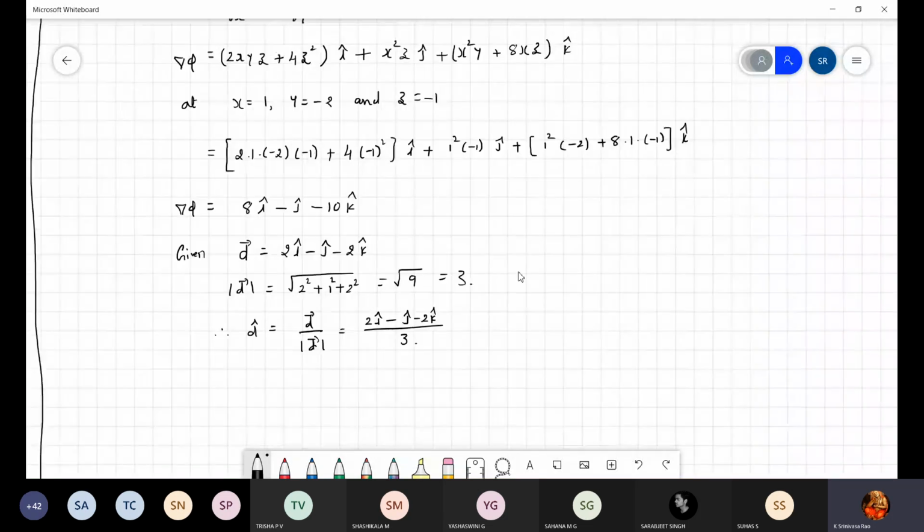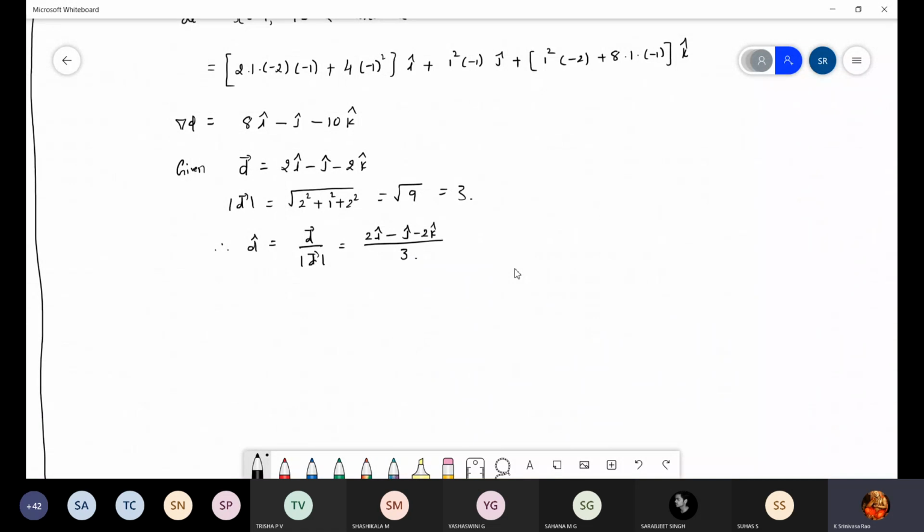Now coming to the directional derivative. Directional derivative is grad phi dot d cap, equals grad phi, which is 8i minus j minus 10k, dot d cap, which is 2i minus j minus 2k by 3. So take 1 by 3 outside and simplify.